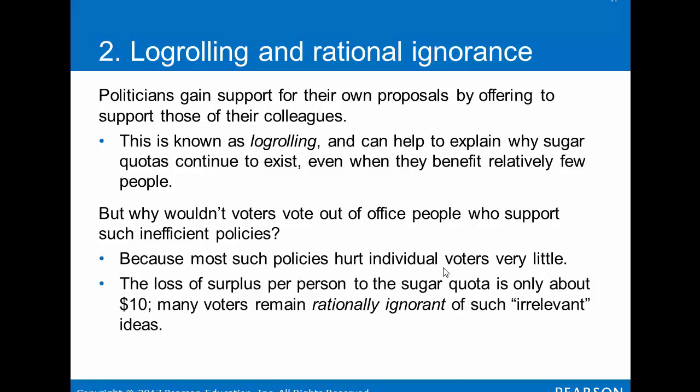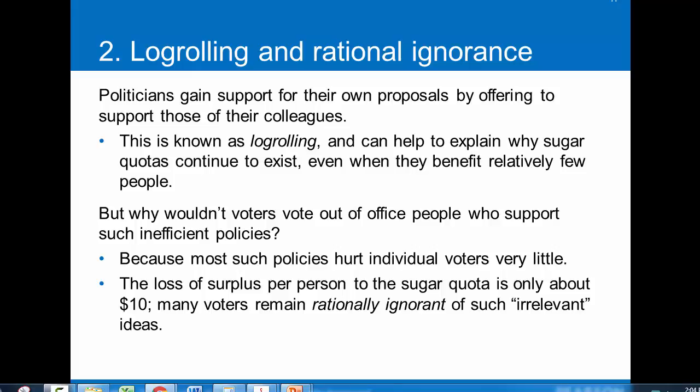But why wouldn't voters vote out of office people who support such inefficient policies? Well, this is called rational ignorance in economics terms. Rational ignorance is the idea that although you might think people would vote out politicians who had inefficient policies, the time needed to research this and the economic effect on individuals matter. In the sugar example, these quotas have driven up the price of sugar, which has hurt the candy operations, all the people who work for candy companies, and the bakery goods makers, because the price of sugar has been maintained artificially high by an existing quota.